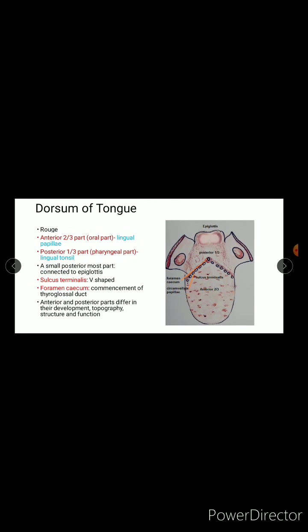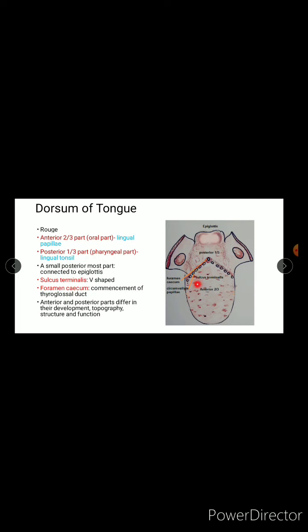This anterior 2/3 part is rough because it is covered by the lingual papilla, while the posterior 1/3 part is also rough due to the lingual tonsil, because there are lymphoid follicles that form the lingual tonsil. A small posterior most part is connected to the epiglottis.